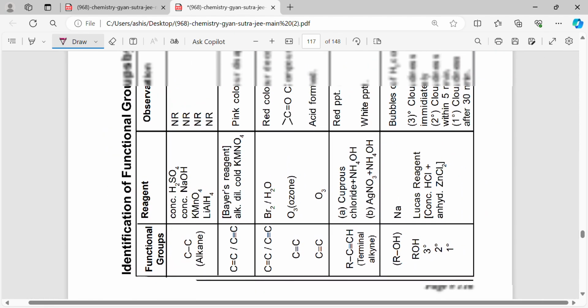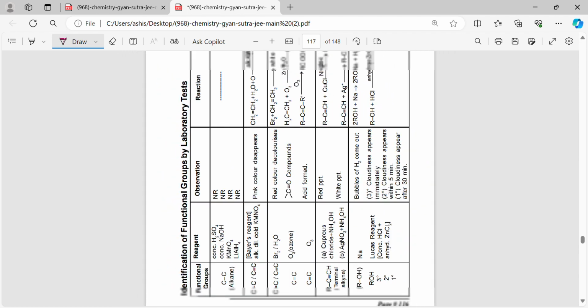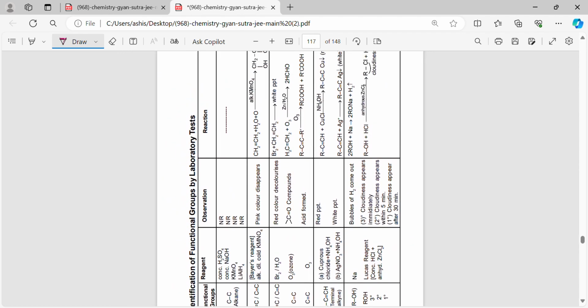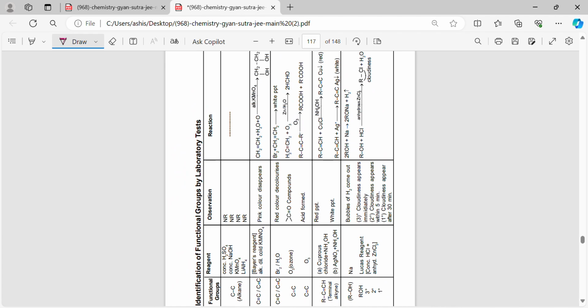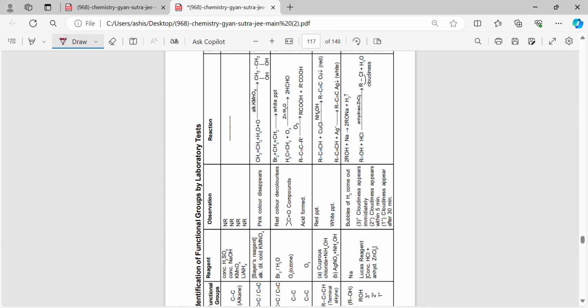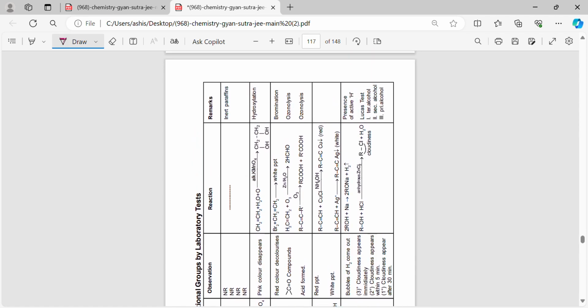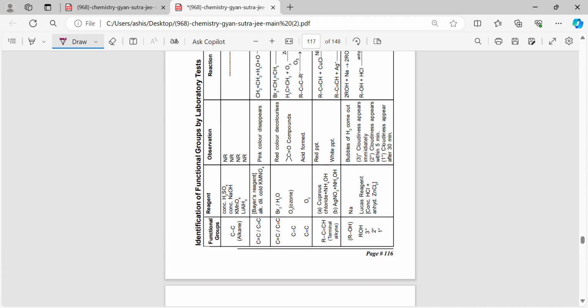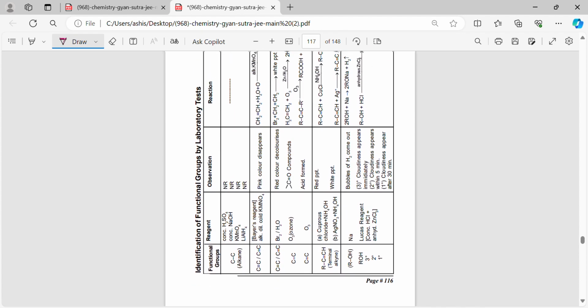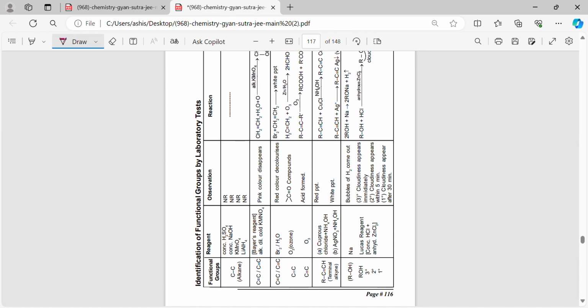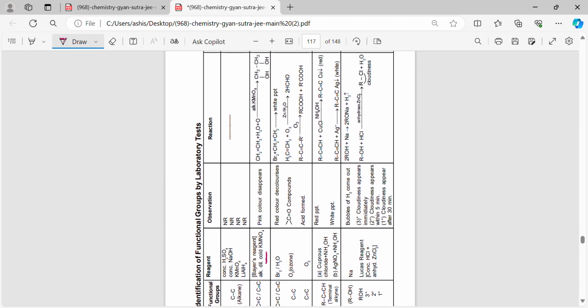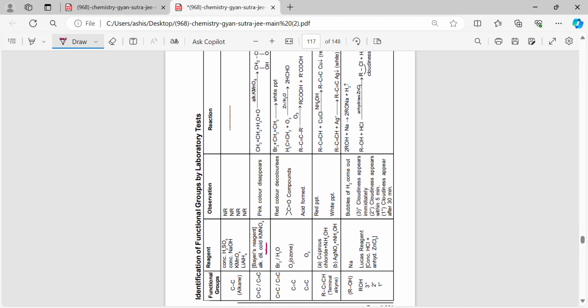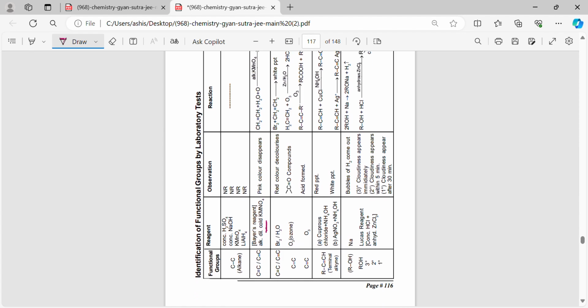How can we identify some functional groups? For example, alkane is there. So the reagents for alkane are concentrated H2SO4, concentrated NaOH, KMnO4. Then no reaction will be there. Alkane will show no reaction, but alkene will show. Alkene can be identified using Bayer's reagent, that is alkaline cold KMnO4. The pink color of Bayer's reagent will disappear when alkene reacts with Bayer's reagent.